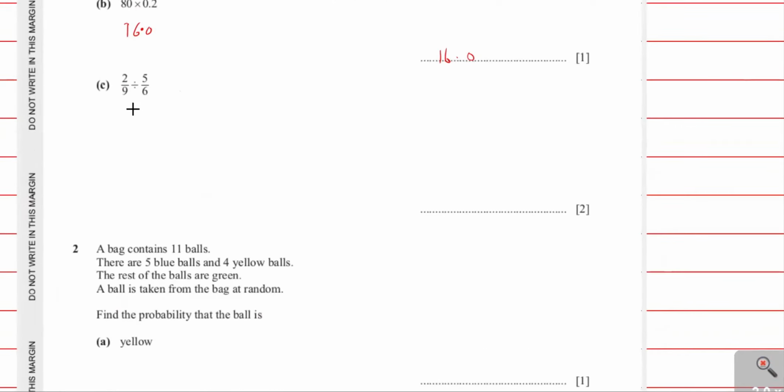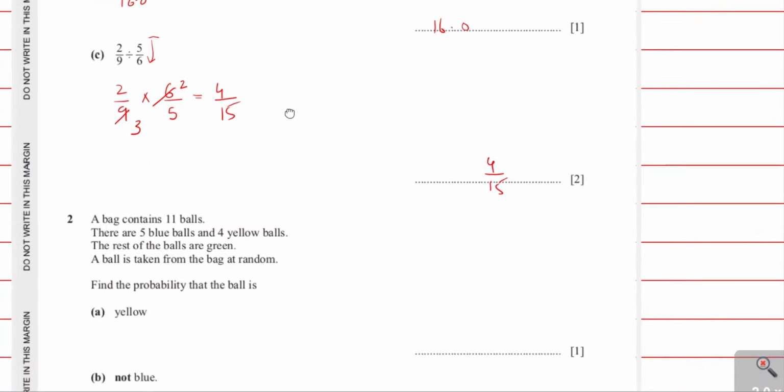Part C, 2 over 9 divided by 5 over 6. We can write this as 2 over 9 multiplied by 6 over 5. Simplify this. 6 over 9, 3 times 2 is 6, 3 times 3 is 9. Therefore, this fraction becomes 2 times 2 is 4, 3 times 5 is 15, and 4 over 15 is the answer.